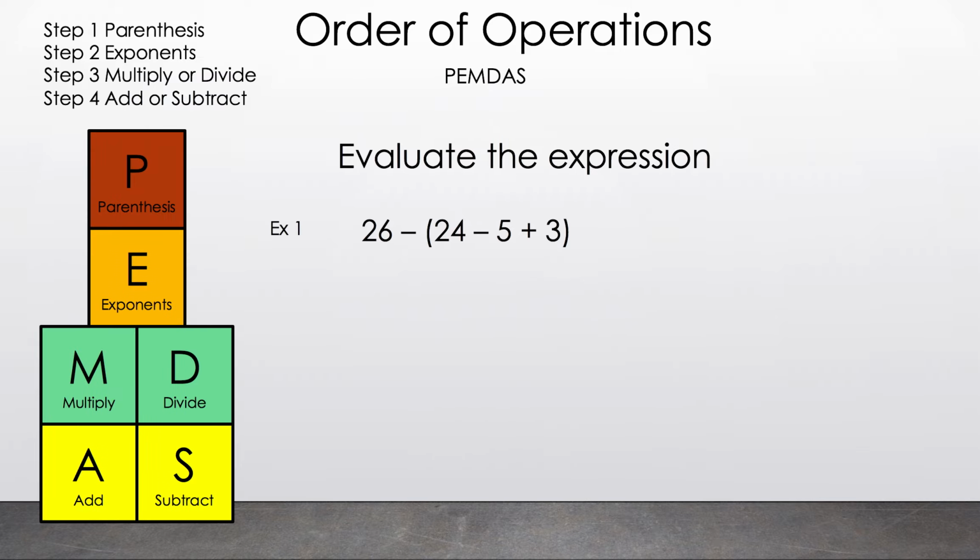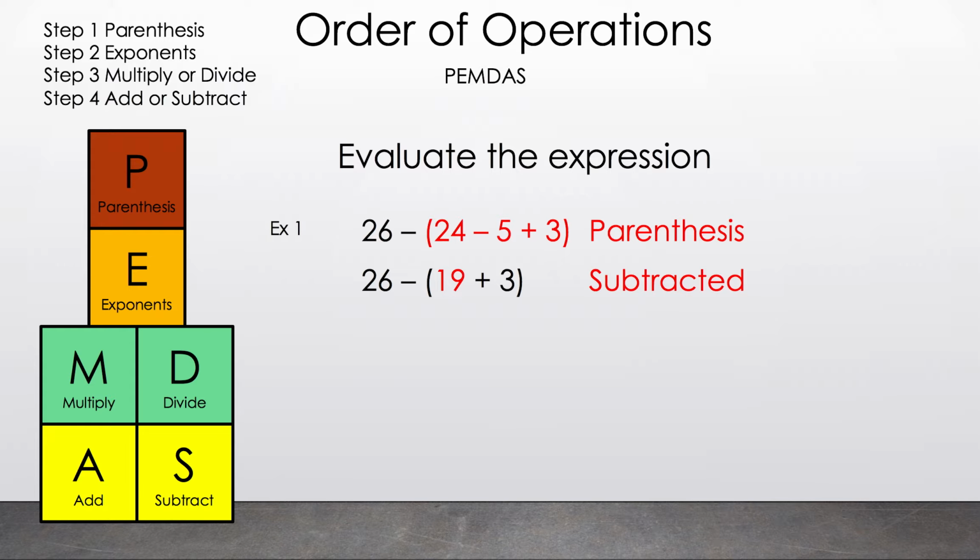Okay, so let's go ahead and get started. So we have example 1, 26 minus parentheses 24 minus 5 plus 3 end parentheses. So we're going to do step 1. Take a look at the parentheses. And since we only have addition or subtraction, we're going to read it from left to right.